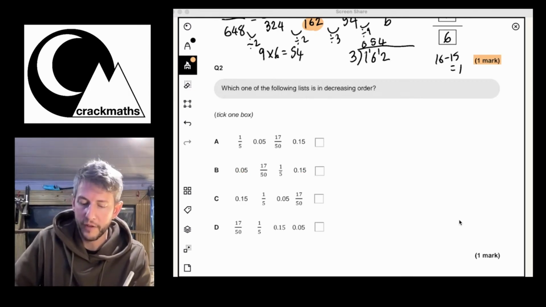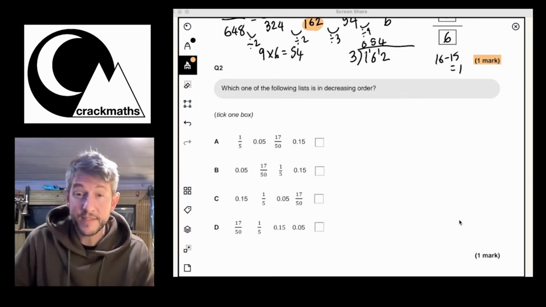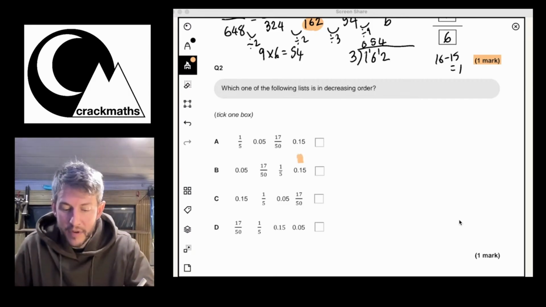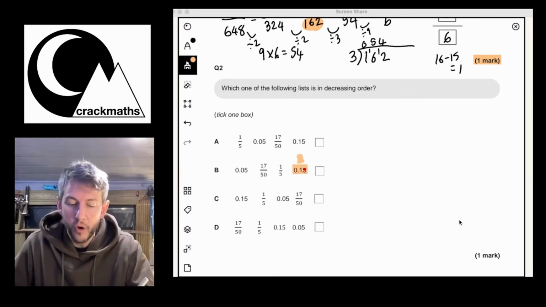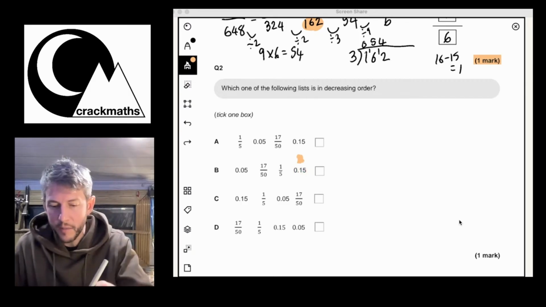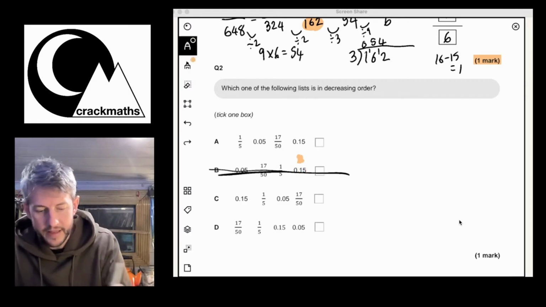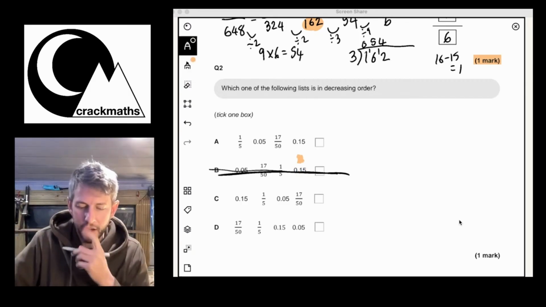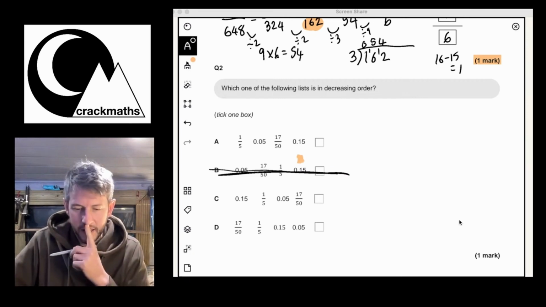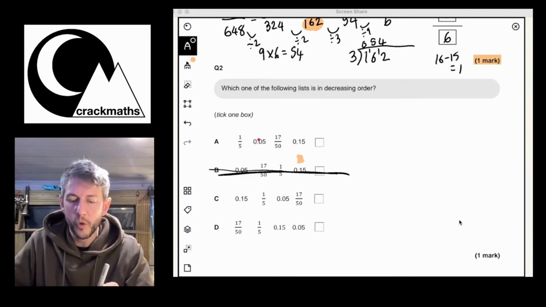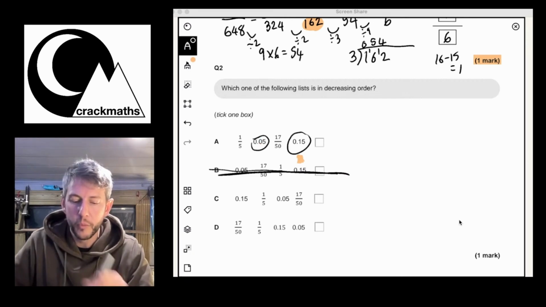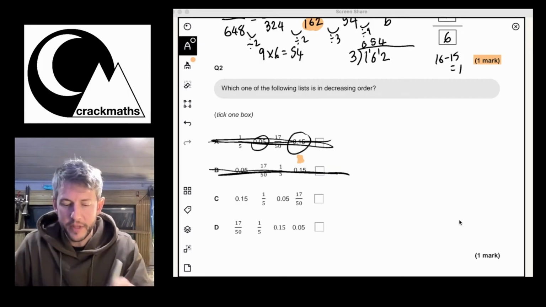We've been looking at place value this week, if a number is here, it is worth more than the number that's next to it. So I'm just going to scribble this one out. It's not that one. Next, I can see here as well, we've got 0.05 before the 0.15. So it's not going to be this one.